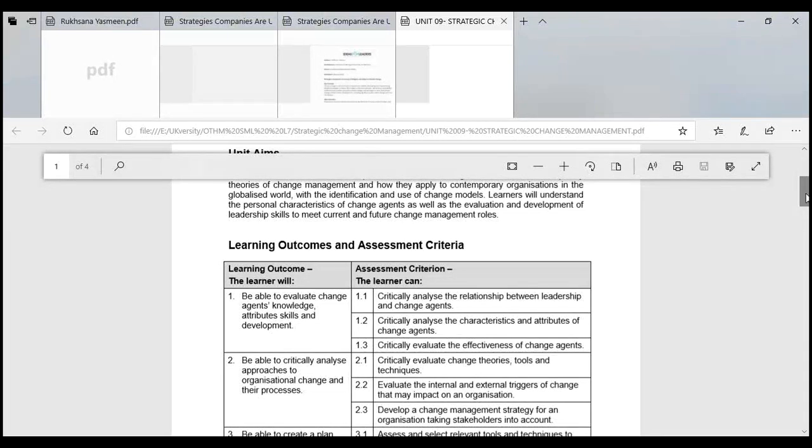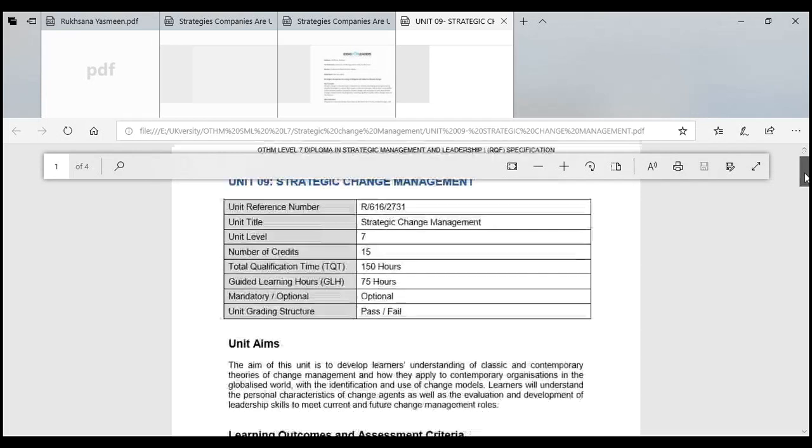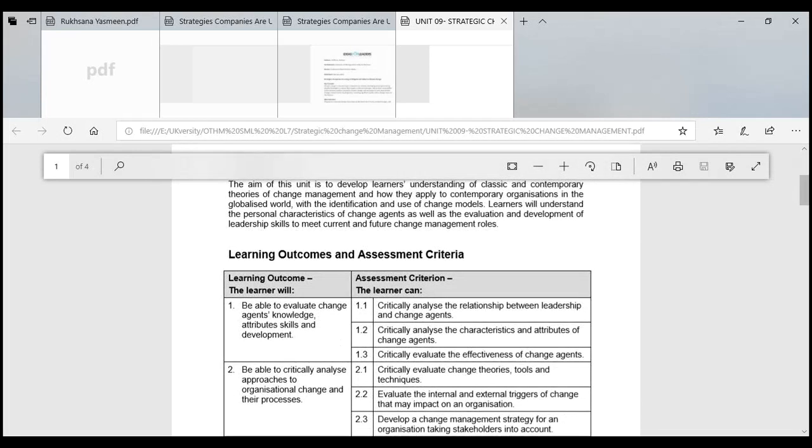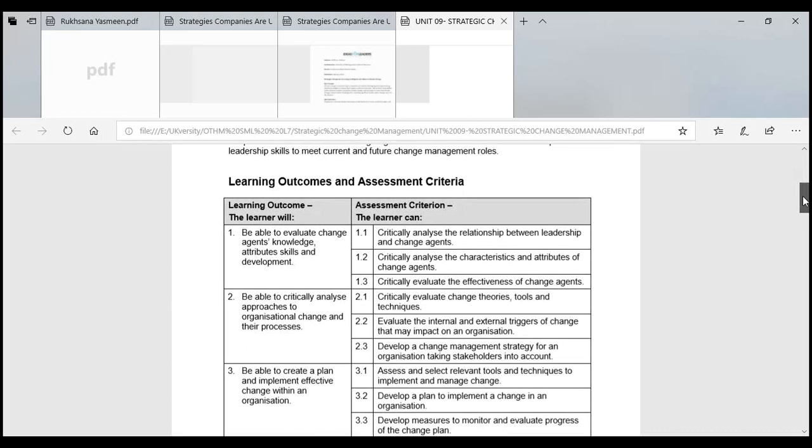Before starting our second lesson on Unit 9, Strategic Change Management, we first need to recap what we learned during our first lesson. We discussed how to evaluate change agent knowledge, attributes, skills, and development. We discussed the skills and abilities required to successfully implement change in our organization. We discussed different models of change as well.